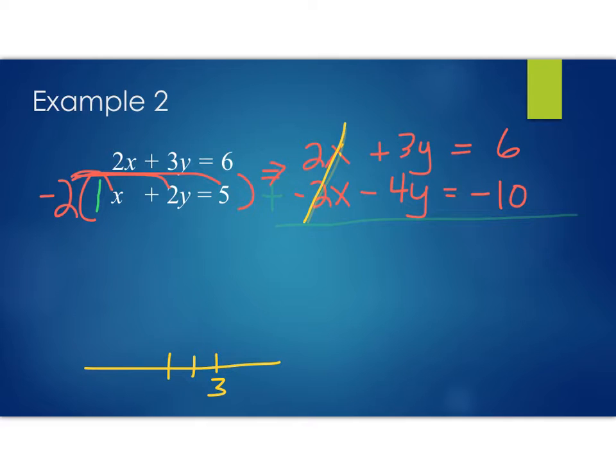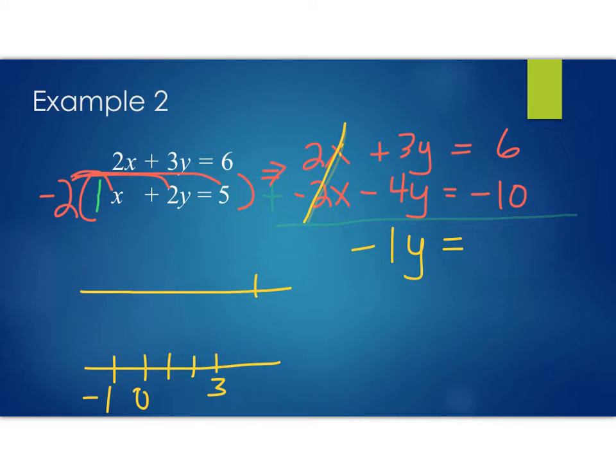1, 2, 3, 4. So really, this is 3, this is 2, this is 1, here's 0. So we end up at -1. So -1y equals, same thing right here. I'm going to think about drawing that number line.